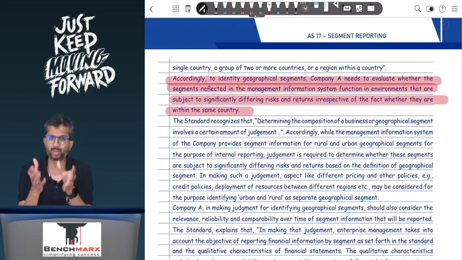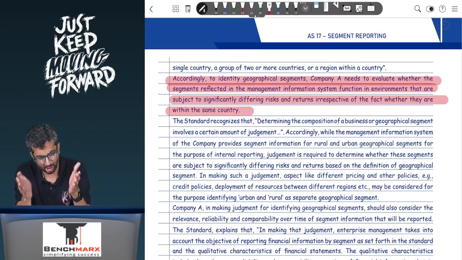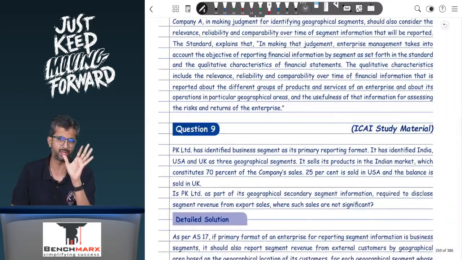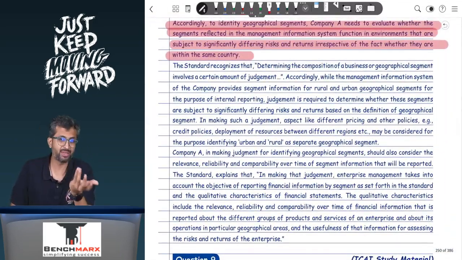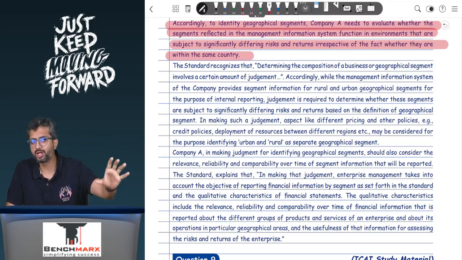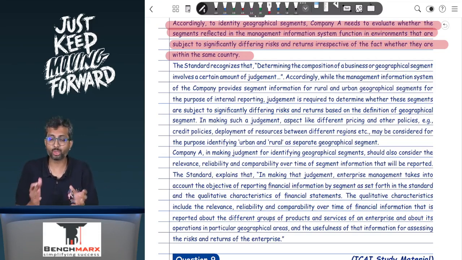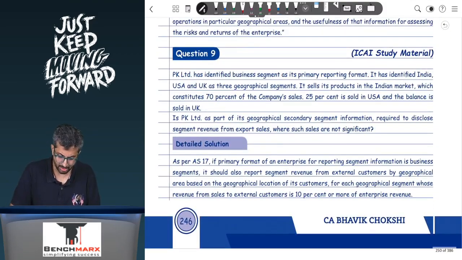So your answer is an open-ended answer where you would say that you can categorize them as different segments. You can see most of these questions have come in the RTP or study material. They have never made it to the main exams because they are very open-ended and students will be confused on what to write. You can categorize them as different segments if the risks and returns are materially different, majorly different. This is irrespective of whether they are in the same country or not. Okay, then you have question number 9.